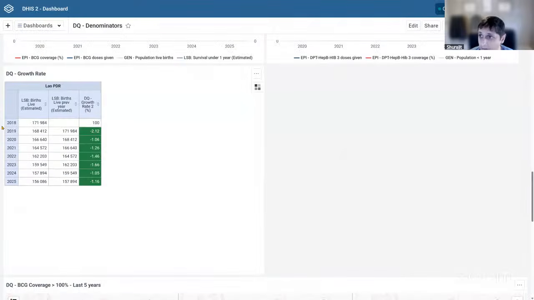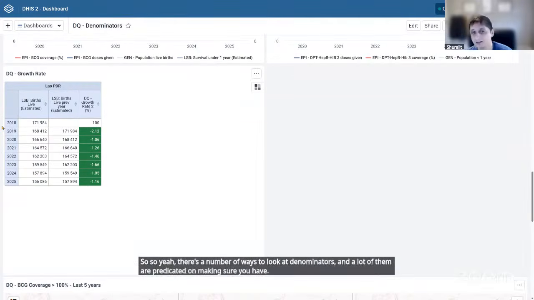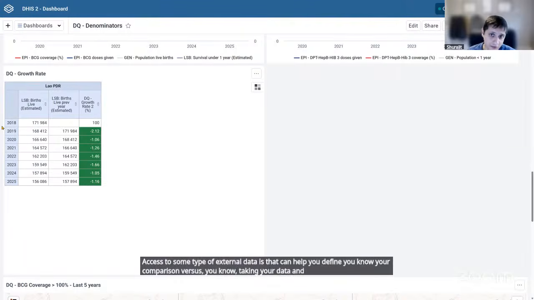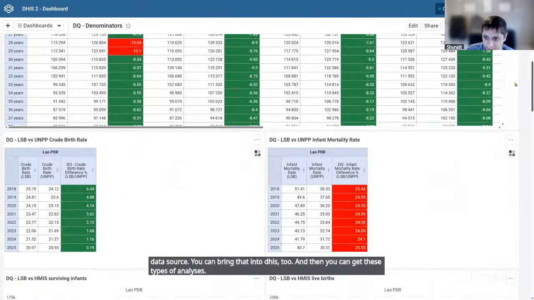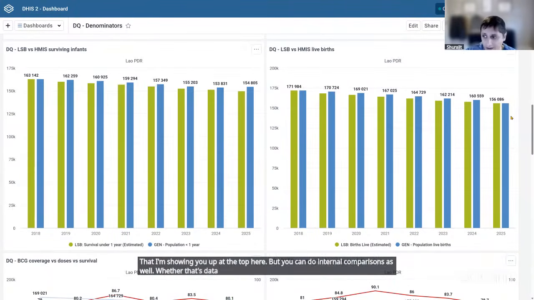So yeah, there's a number of ways to look at denominators, and a lot of them are predicated on making sure you have access to some type of external data, as that can help you define your comparison, versus taking your data and comparing it to an external data source. You can bring that into DHIS2, and then you can get these types of analyses that I'm showing you up at the top here.